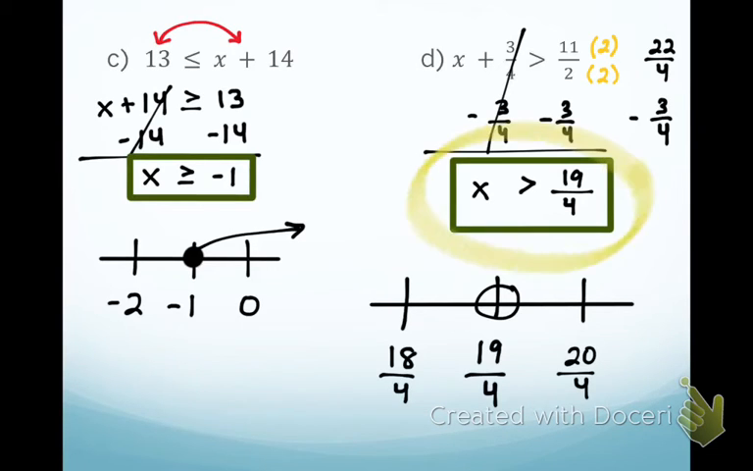Look at this. What does it tell me? It says greater than. So which direction should my arrow go, to the left or the right? To the right. Very good. Because everything to the right is always greater than.